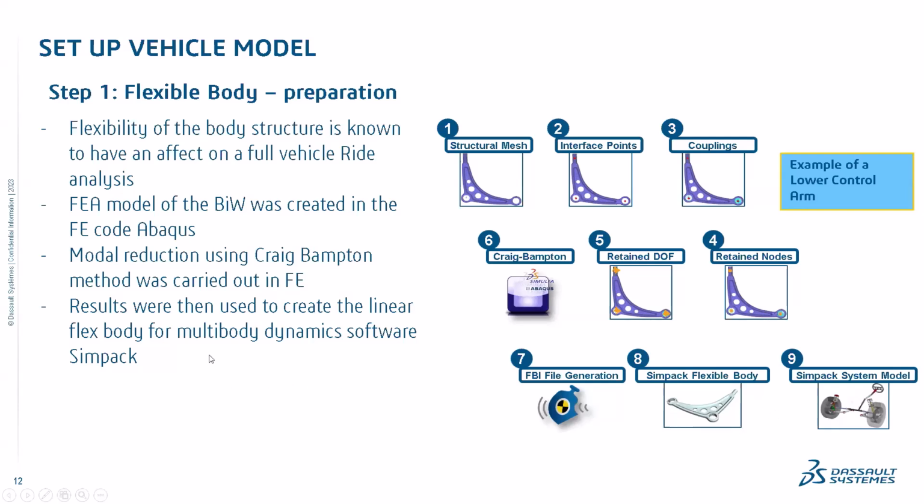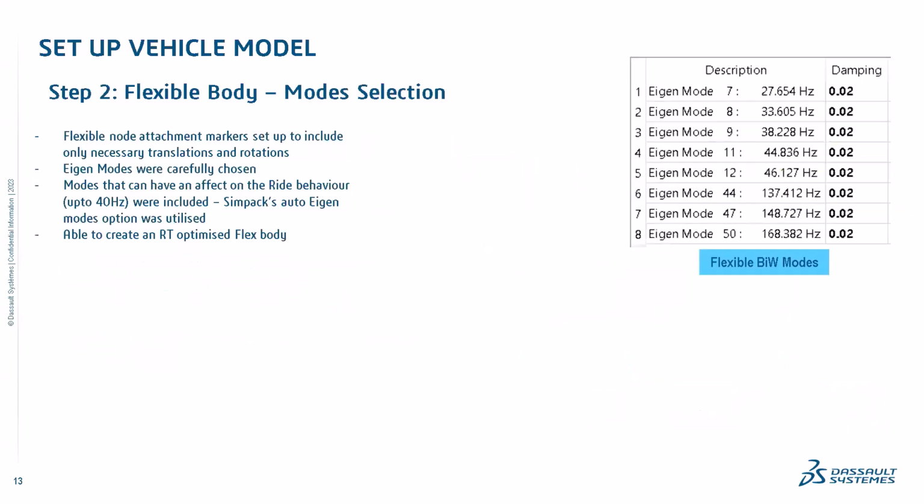So now, if I go on to the next slide, this is the whole process, an overview of what we applied onto the body in white, the structural mesh of which was available in Abaqus. Step 2 was the mode selection process, and this was really important. If you look into the steps, there are flexible node attachment markers. Wherever the attachment markers were on the flex body in white, they were set up to include only necessary translations and rotations. For example, for the damper top mounts, for the ride analysis, you would only need a Z degree of freedom only.